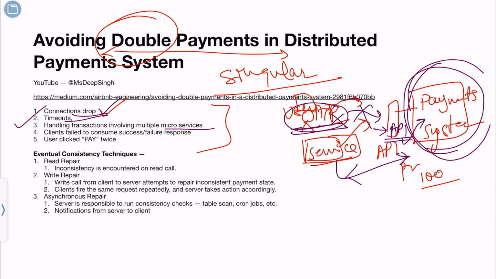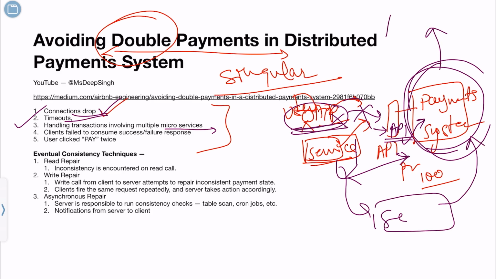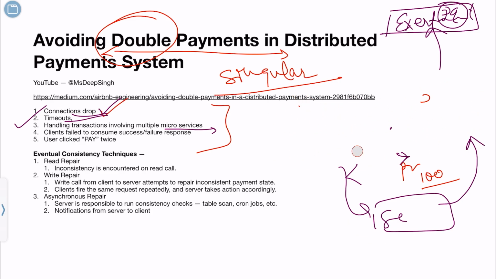Handling transactions that involve multiple microservices. Here, this is service one, which talks to a service two, and then that service forwards the request to the payment system, and then this payment system talks to some external payment gateway, the external PG. Then the payment is processed. So there are a bunch of microservices involved in processing that payment.